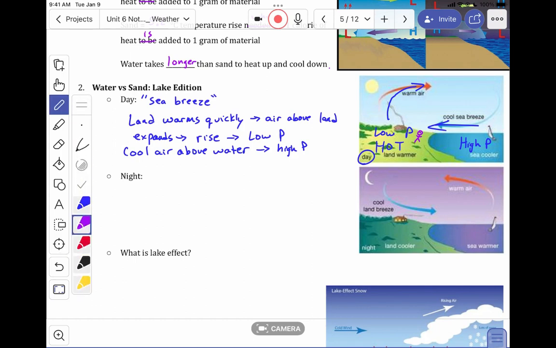I should finish off my sentence. So we get high pressure that pushes the air toward the land.